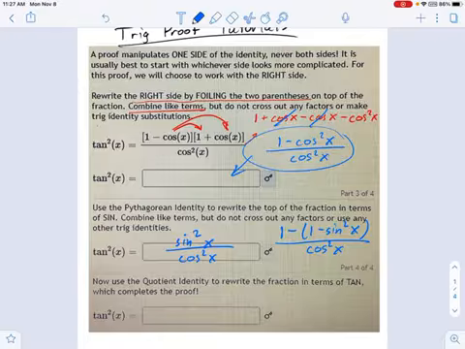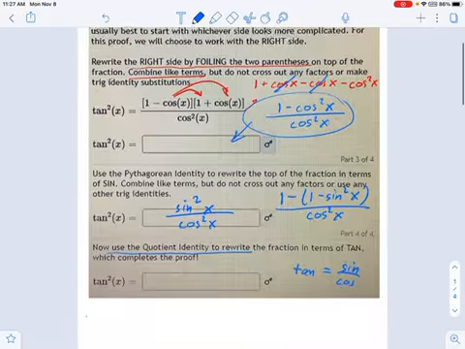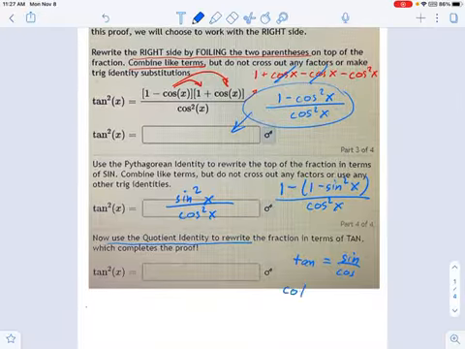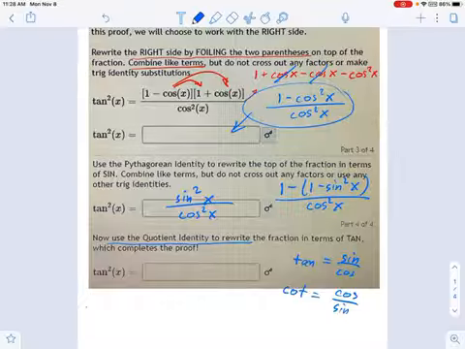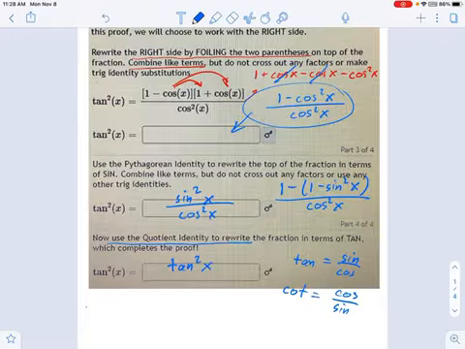And now in this last step, you say, let's use the quotient identity to rewrite in terms of tan. Well, what's the quotient identity? Tangent equals sine over cosine. There's another quotient identity that says cotangent equals cosine over sine. I hope it's obvious which one we should use, right? Let's use the sine over cosine version of this. So if tangent is sine over cosine, then sine squared over cosine squared, that's just going to be tangent squared of x. And now we're done. That completes the proof.